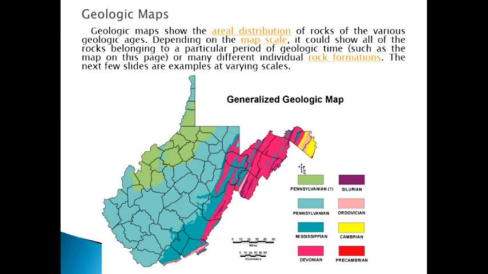So here's a map of West Virginia, and you see here the different colors across it. The little black outlines are the counties of West Virginia. It's a weird shaped state, isn't it? But then look at the patterns of colors, and it shows the different age rocks that are found here.